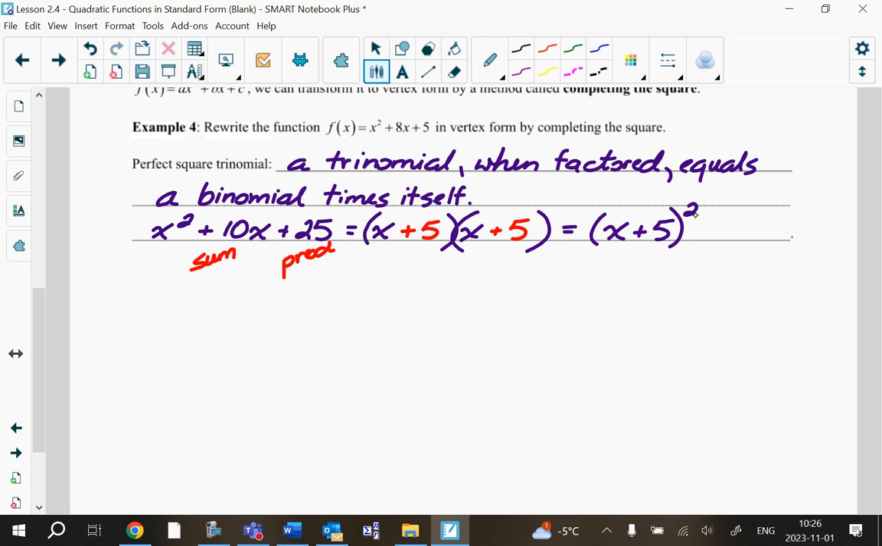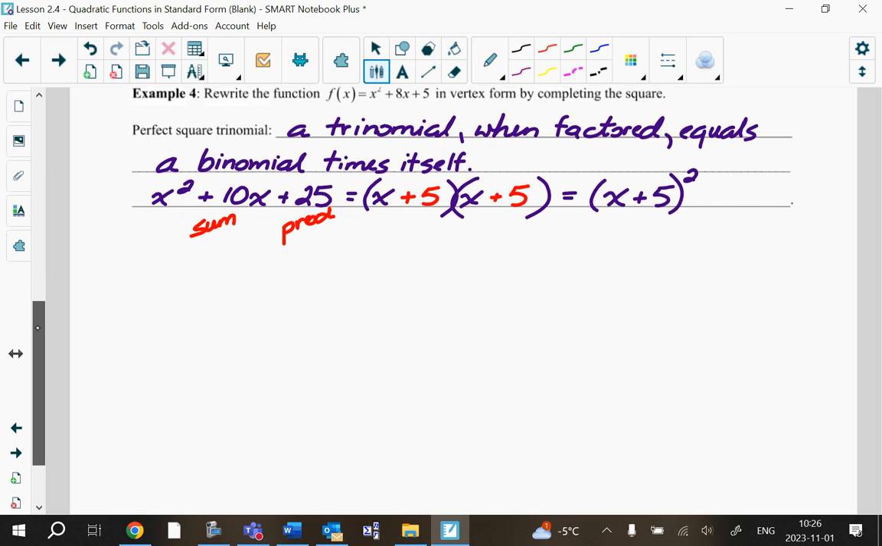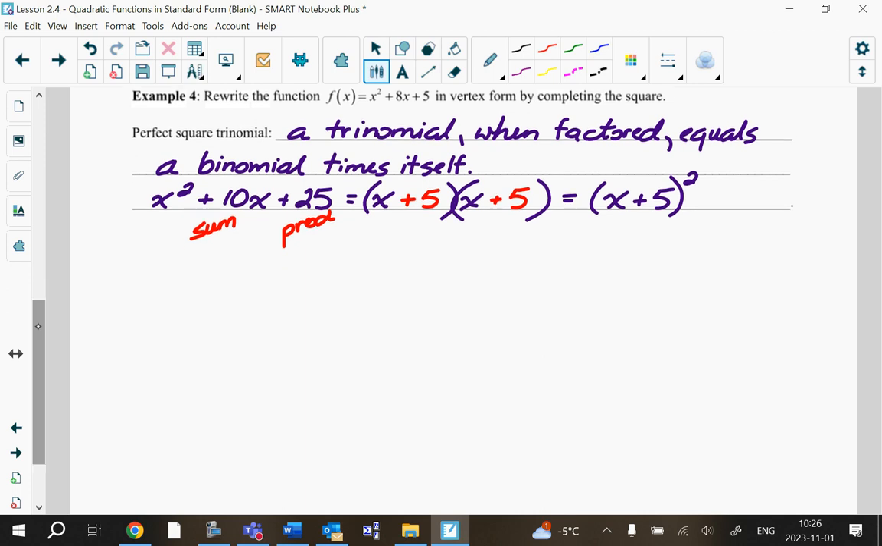What if it's not a perfect square? We have to make one. And that's what this method is called, completing the square. So good question. Going from vertex to standard, you can just multiply it out. But if you're going from standard to vertex, you have to do some factoring. You'll get this. We haven't even done an example yet.